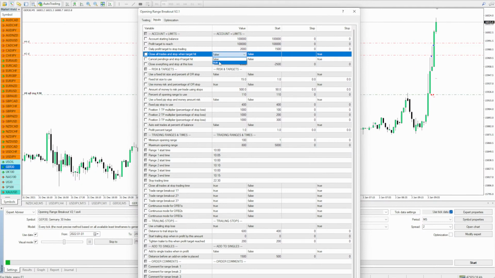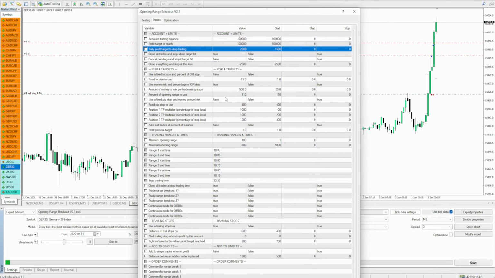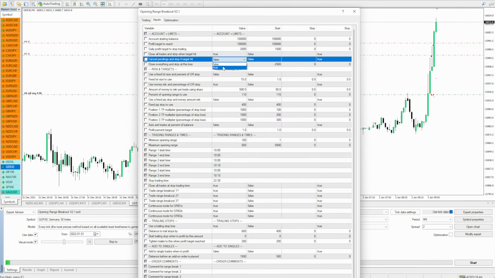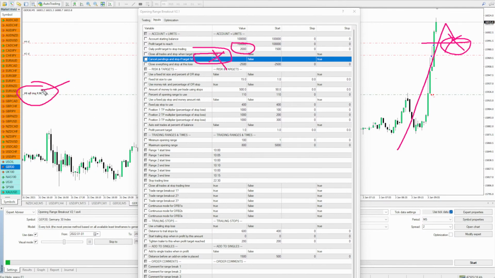What that will do, if you set that to true, is when it gets to your profit target, in this case $2,000, it will close those positions out and it will not place any more pending orders in the market. Cancel pendings and stop if target hit does a very similar thing, but it works on trade close. So when you close a trade out, i.e. it pulls back and stops you out, or you just close it out for any reason whatsoever, if there are no trades running and you have achieved your daily target, it will close all pending orders. So it will cancel these off.